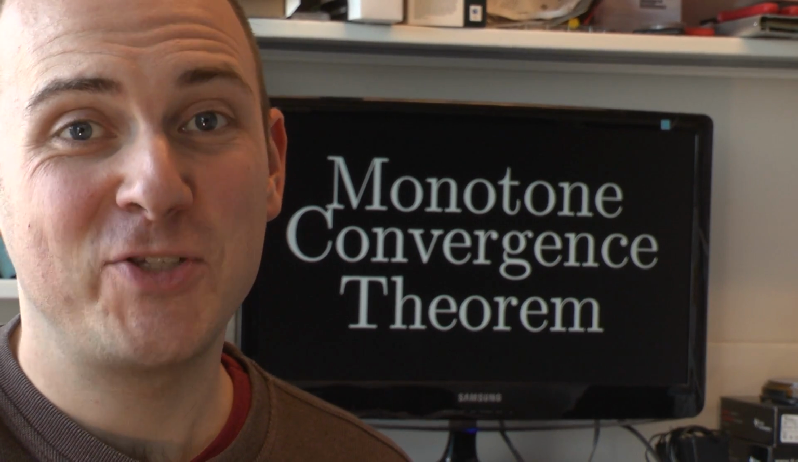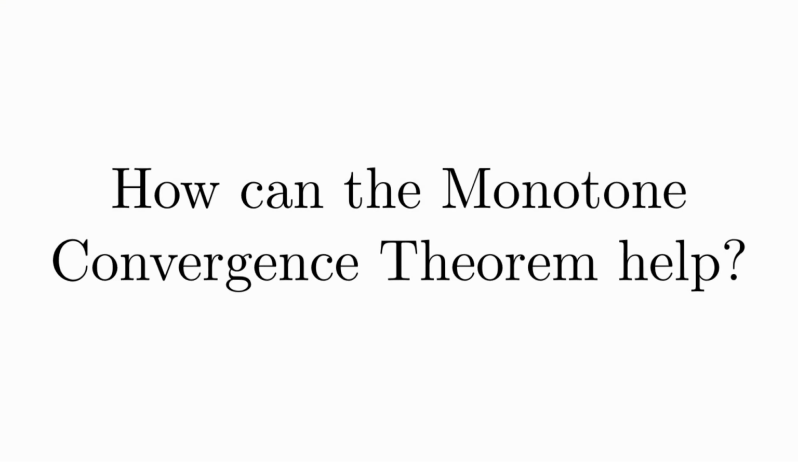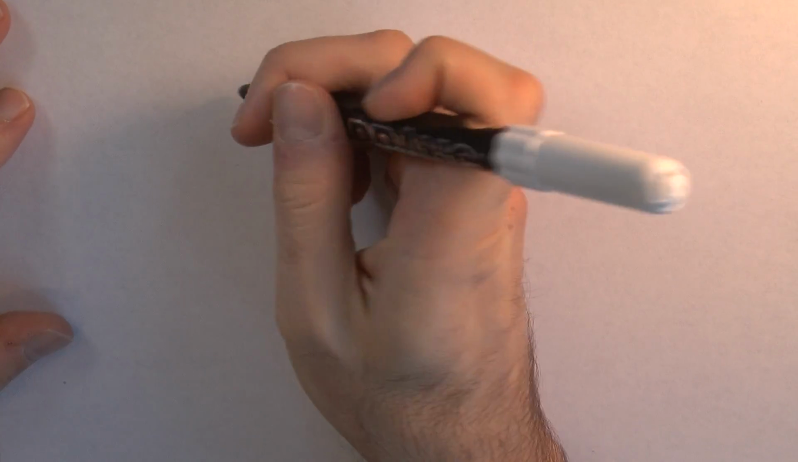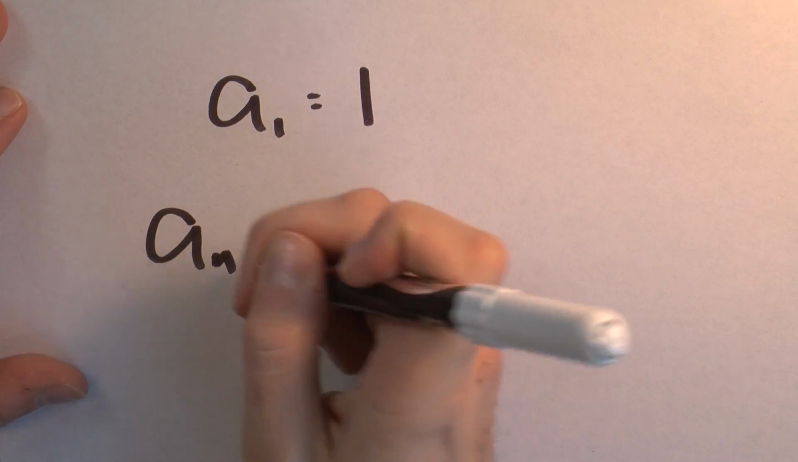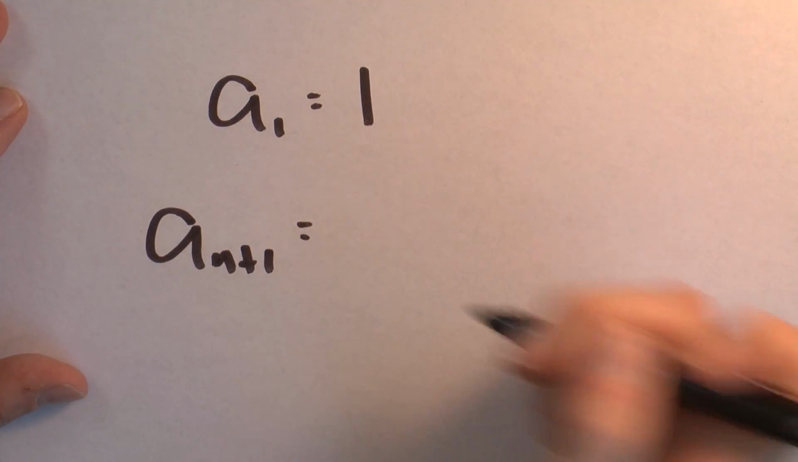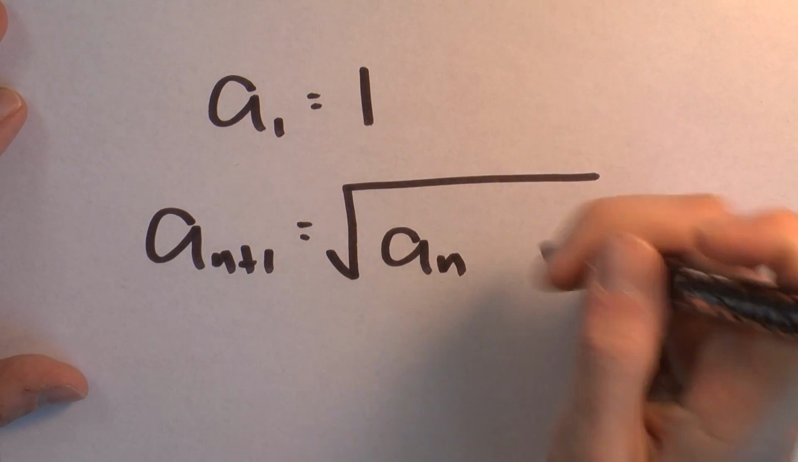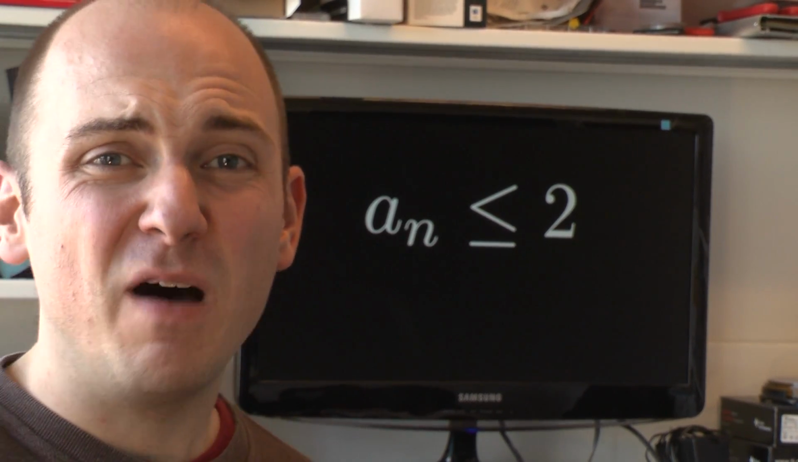Let's use the monotone convergence theorem. Well, here's a complicated sequence. It's a sequence that starts with its first term equal to 1, and subsequent terms, a sub n plus 1, will be defined in terms of a sub n, will be the square root of a sub n plus 2. This sequence is bounded above by 2.